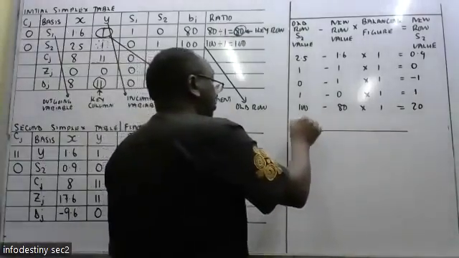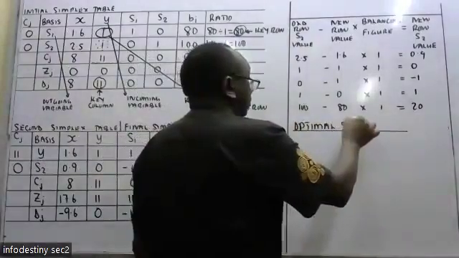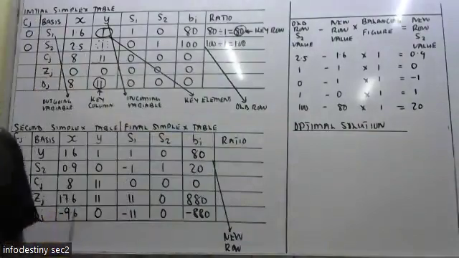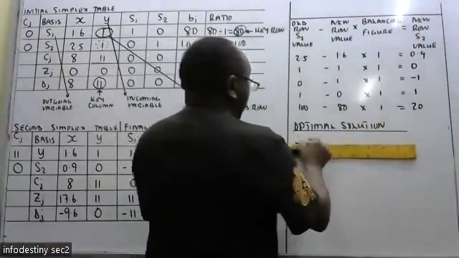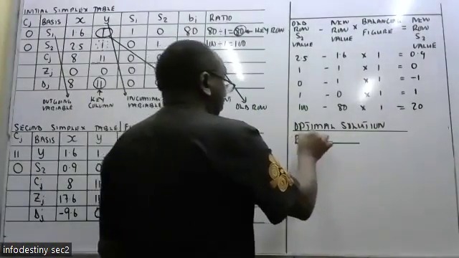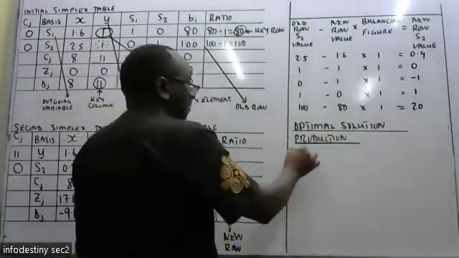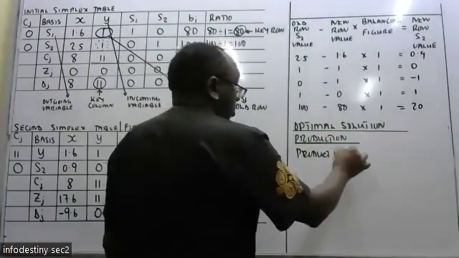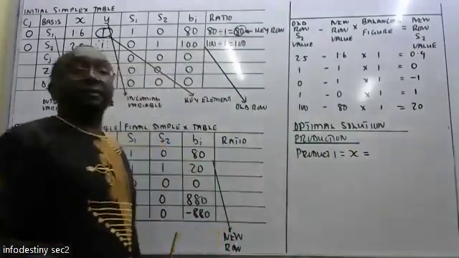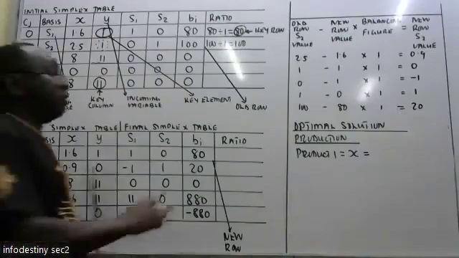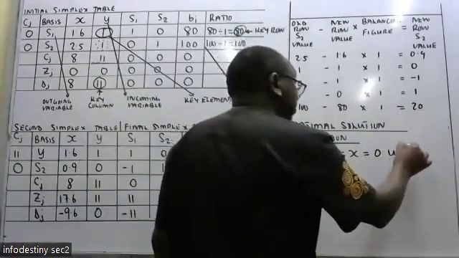Optimal solution. I told you when it comes to optimal solution, you give us two things. The first thing is production. You must tell us how many units. Remember, we have a product called product 1, which was represented by X. You come to your table and look in the basis column. If X is not there, it means we are doing 0 units. It will not be produced.